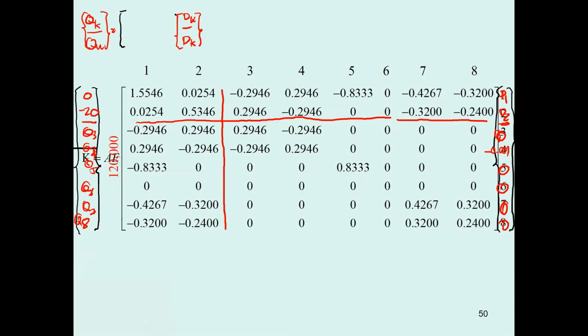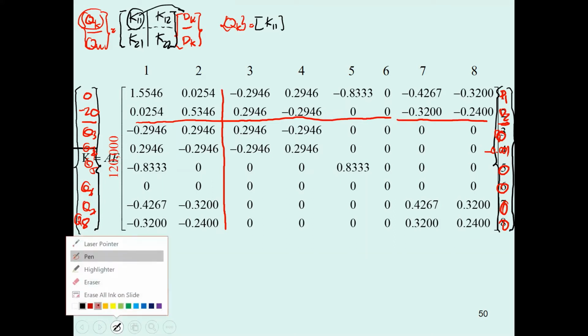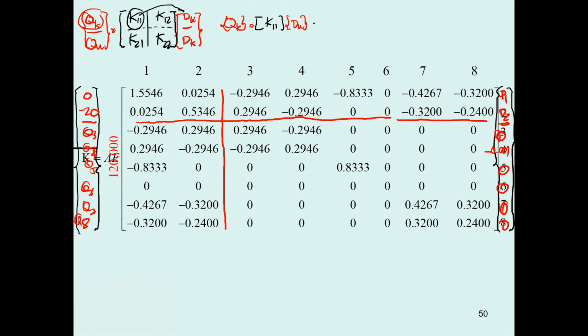And inside this, you have the block that's partitioned into K11, K12, K21, and K22. By following the matrix operation, Q sub K is going to be equal to what? K11 times D sub U, plus K12 times D sub K.